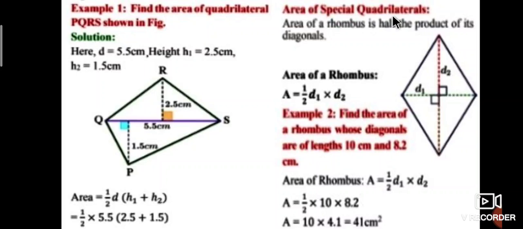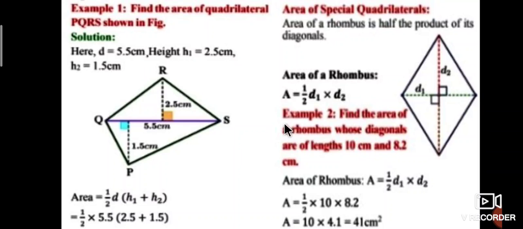Area of special quadrilaterals. The area of a rhombus is half of the product of its diagonals. That is, area of rhombus A is equal to half into d1 into d2.